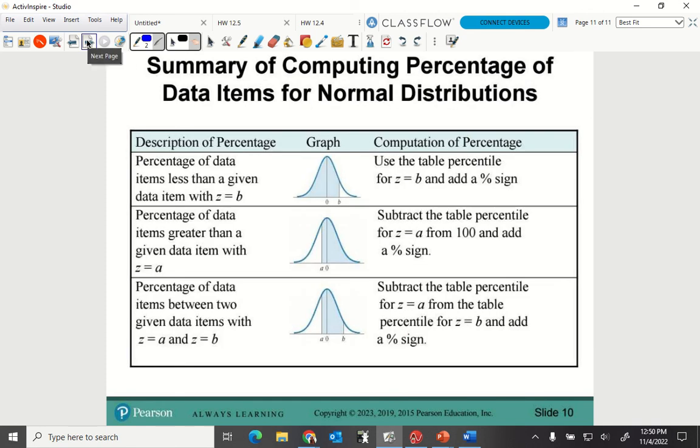All right. This goes with the homework. It says percentage of data items less than a given data item. So, if it's less than a data item, my answer is that data item and the percent. That's my answer. Find the percentile, that's your answer.